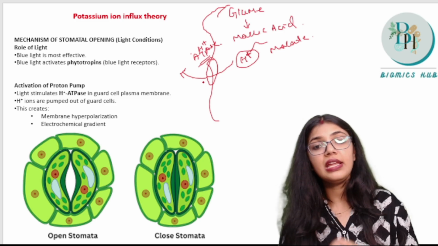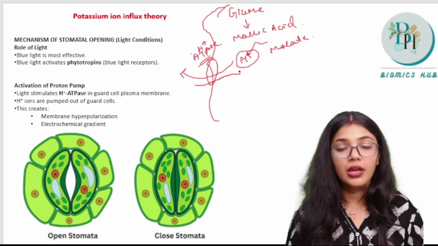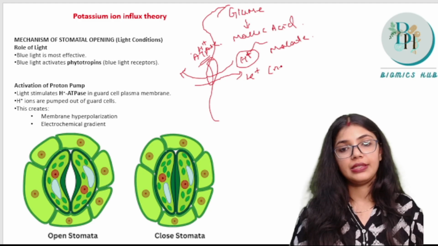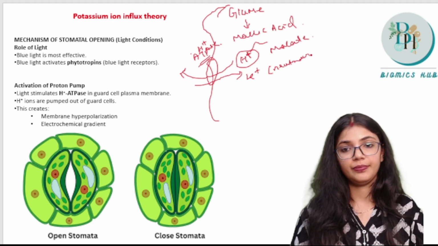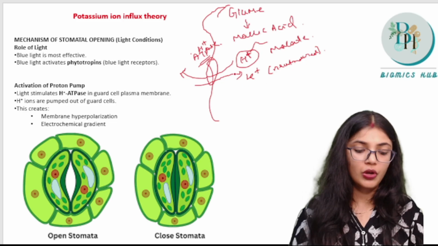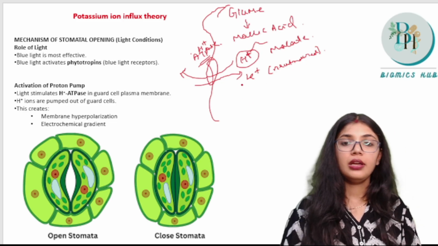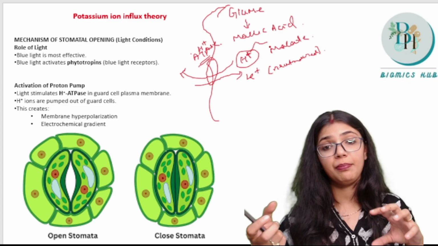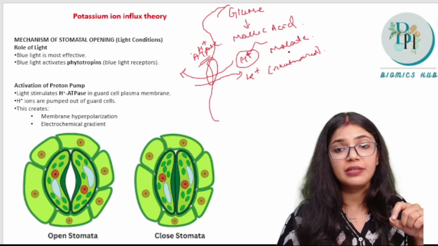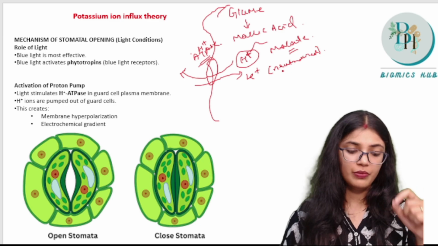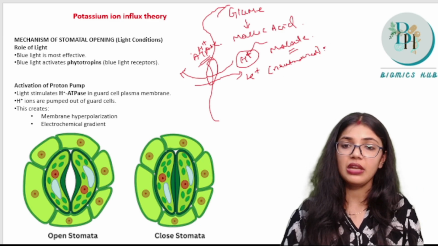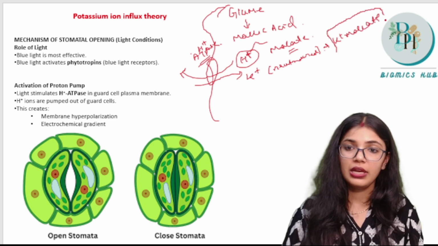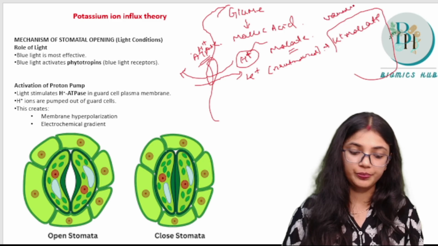To maintain this, there will be an influx of K plus ions. Now it is being neutralized. For balancing the K plus and malate, the malate present is converted into potassium malate, which is stored in the vacuole.